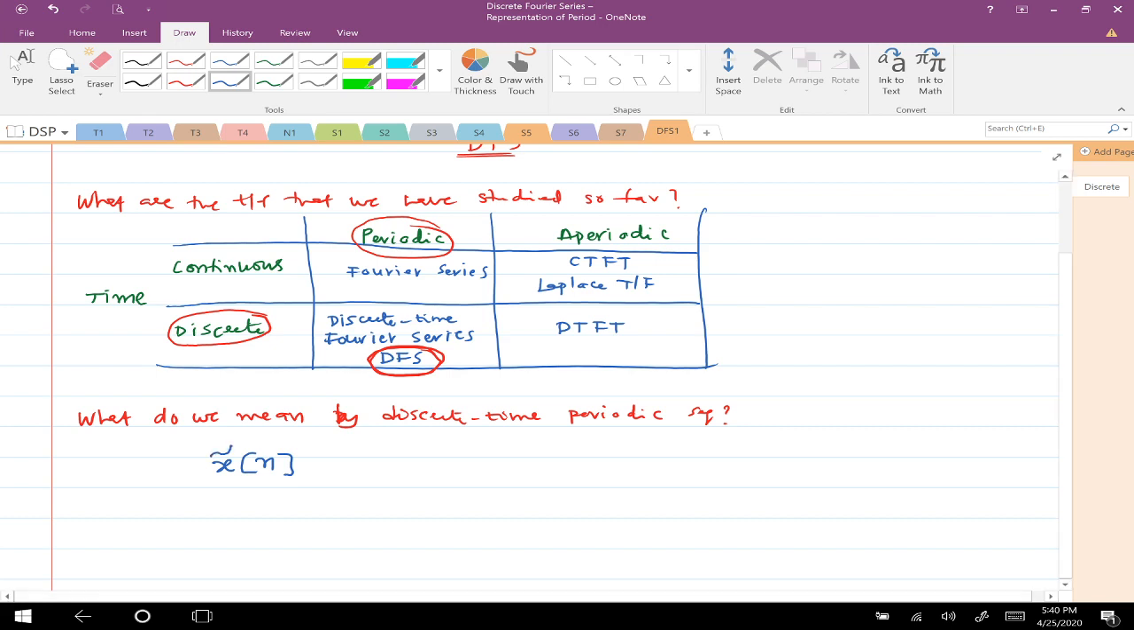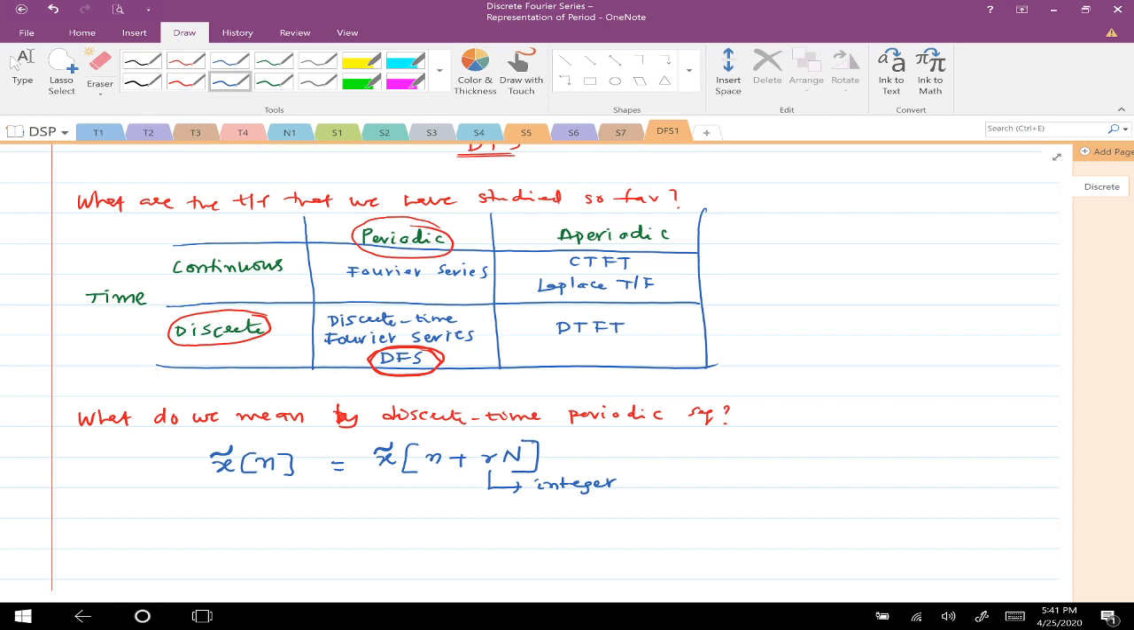To distinguish them from now onwards, another thing that we would consistently do is to represent a periodic sequence with a tilde on its head. So when you see a tilde on a signal, that means it is periodic. Suppose the sequence is periodic with a periodicity of capital N. Then that means x tilde of n is equal to x tilde of n plus r times N, where r could be any integer. You could see that the values repeat after every capital N values, and that's what we mean by a discrete time periodic sequence.